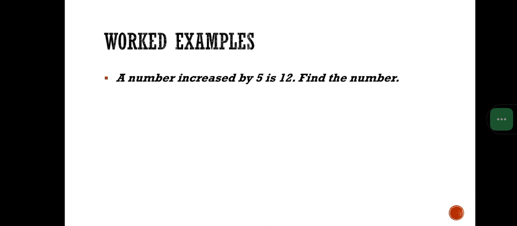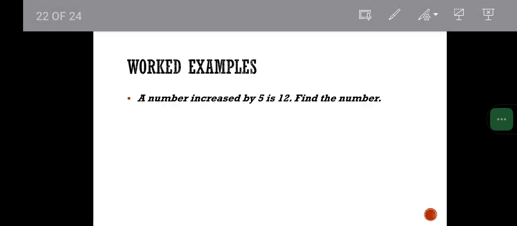For the first example, it says, a number increased by 5 is 12. Find the number. This has to do with critical thinking. Remember, this is just the basics of algebra. We are getting ahead. So, chapter 2. Let's work this out, shall we?